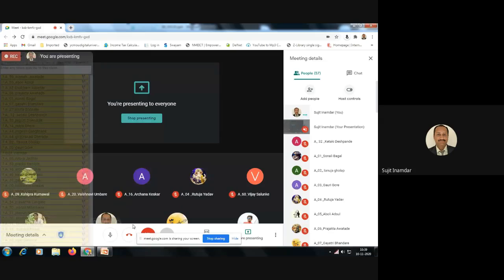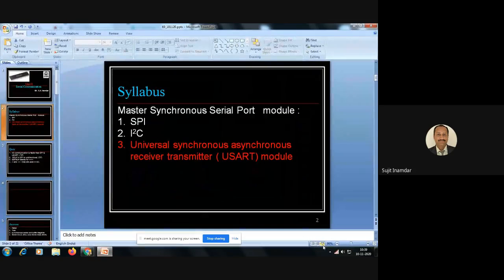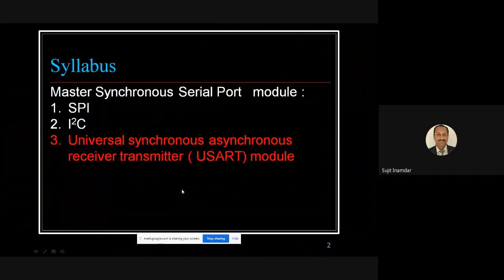So let us go with our syllabus, and we will go for the one last point which is remaining, that is the USART. Yesterday we had just started to cover this one, but there was very little time to cover it. So instead of just running fast, today we will discuss a little more on this USART. Once again we will revise what we have seen from this unit yesterday in the last session.